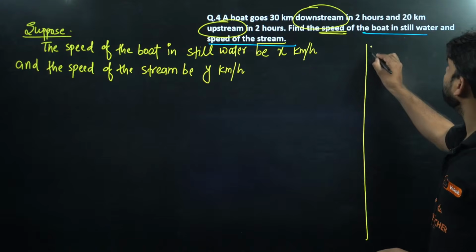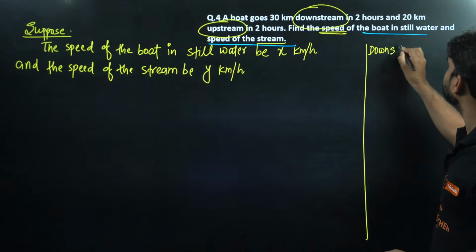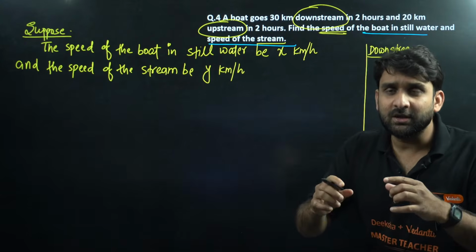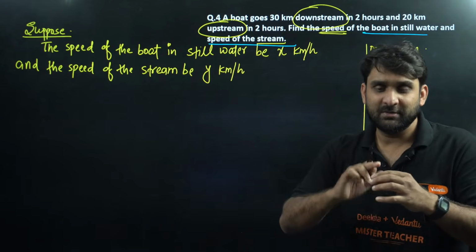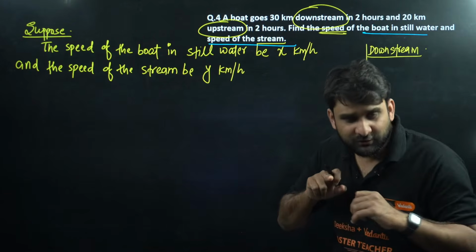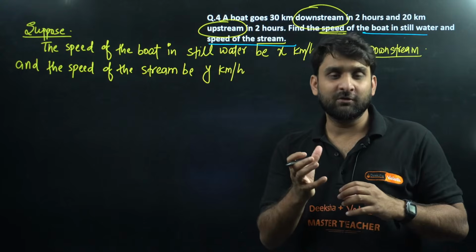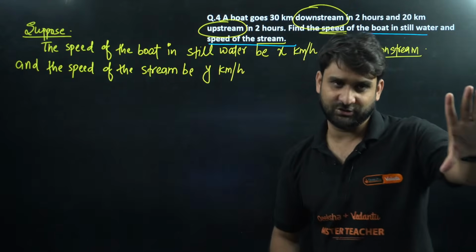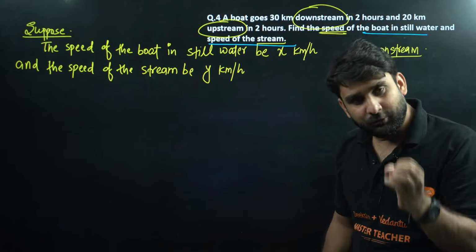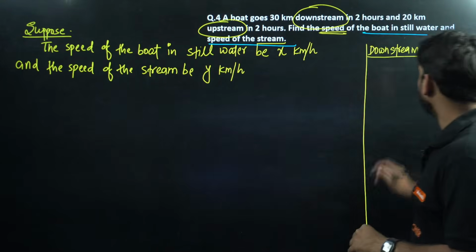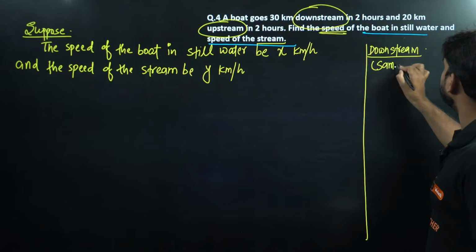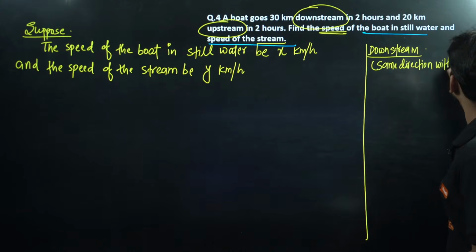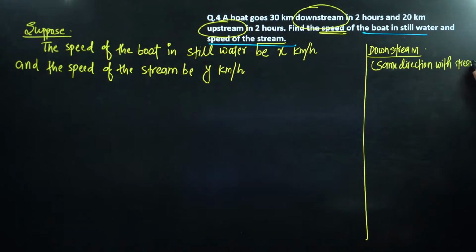Okay, so let me give you the clarity on what is called downstream. Listen everyone. Downstream means what? When the boat is going in the direction of flow of water, means water is flowing in this direction and the boat is also going in this direction. So the stream of water will be favoring the speed. I mean the stream of the water will be pushing the boat in the forward direction. So downstream is clear when the boat is going in the same direction of the flow of water. So let me write here, same direction with stream.